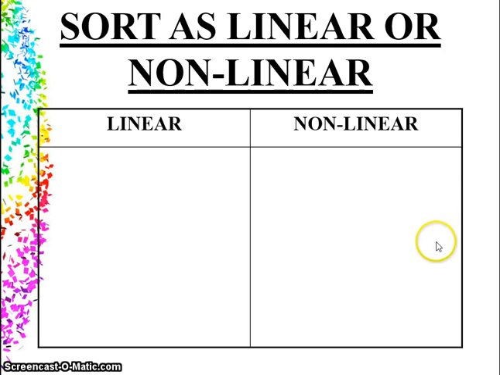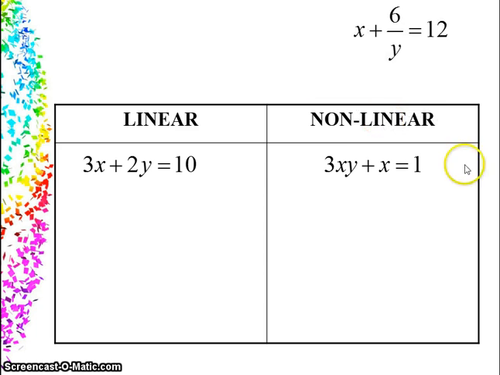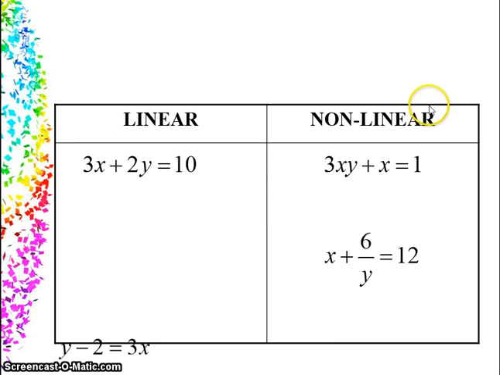Okay, so let's practice sorting some more equations as linear or nonlinear. Here's the first one. 3x plus 2y equals 10. This would go in the linear category because it's already in standard form. What about 3xy plus x equals 1? Well, this would go in the nonlinear one because x and y are in the same term and they cannot be multiplying each other if it's a linear function. What about x plus 6 divided by y equals 12? Well, since the y variable is being divided, it has to be nonlinear.